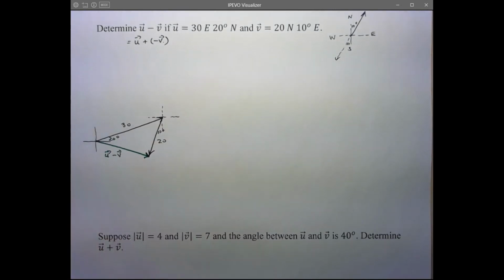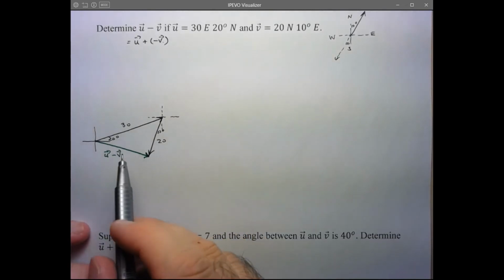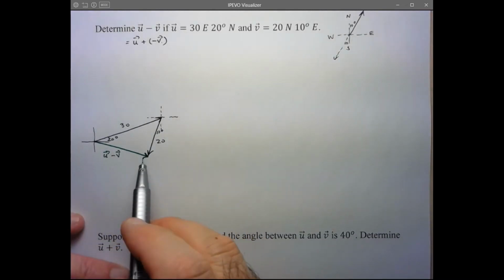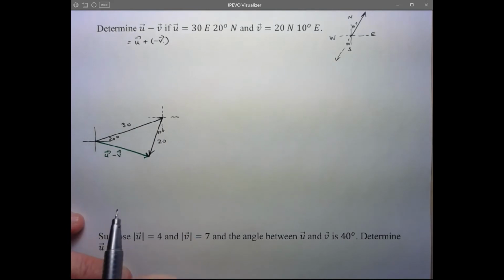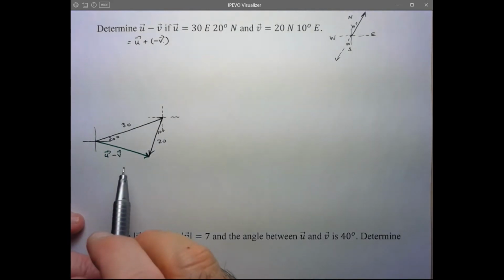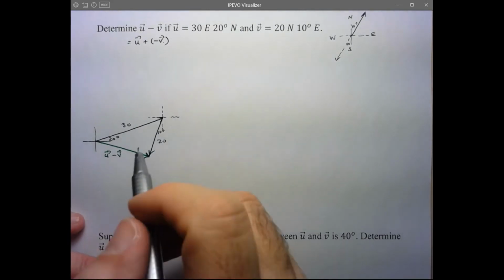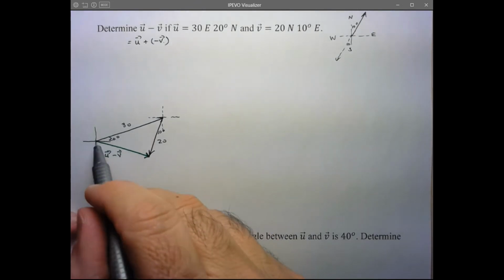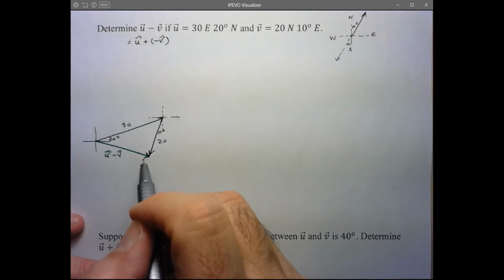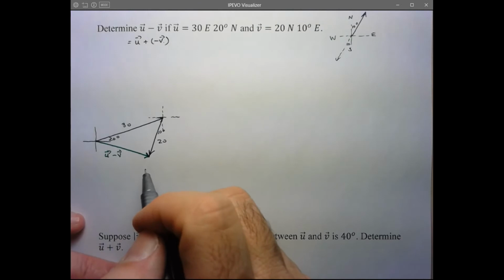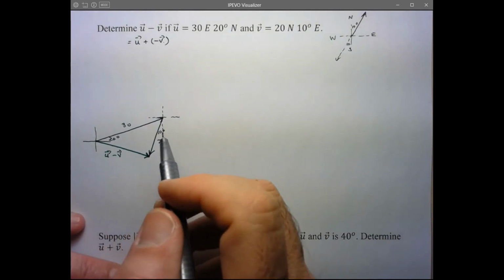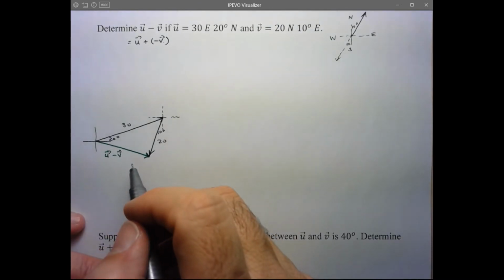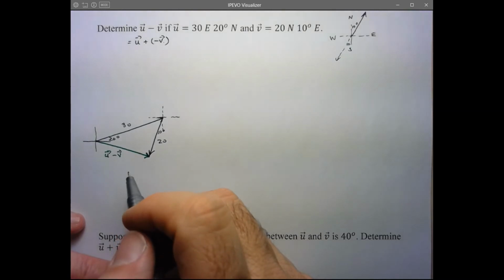And what we notice here is that I've got a triangle that's formed. So the way I'm going to solve this problem is just by using good old trigonometry. So I'm looking for, let's start off with the magnitude, the side length of this triangle here, which represents the magnitude of u minus v, and I know the other two sides. So if I can find one of the angles, I can use either sine law or cosine law. So let's figure out if we can find an angle.